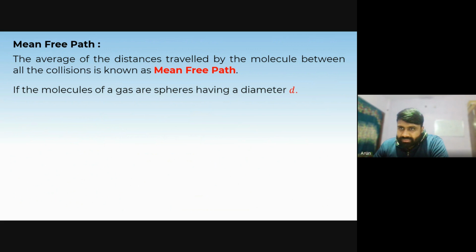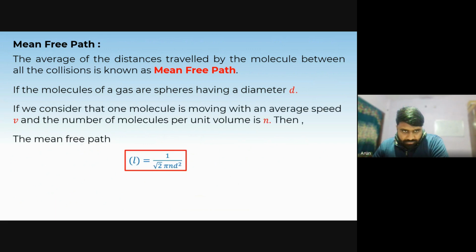This derivation is not of much importance, although the final result that we get is important. If the molecule of the gas has a diameter d, and we consider that one molecule is moving with speed v, and the number of molecules per unit volume is n, then the mean free path is L equals 1 upon root 2 pi n d square. So this formula you need to remember.